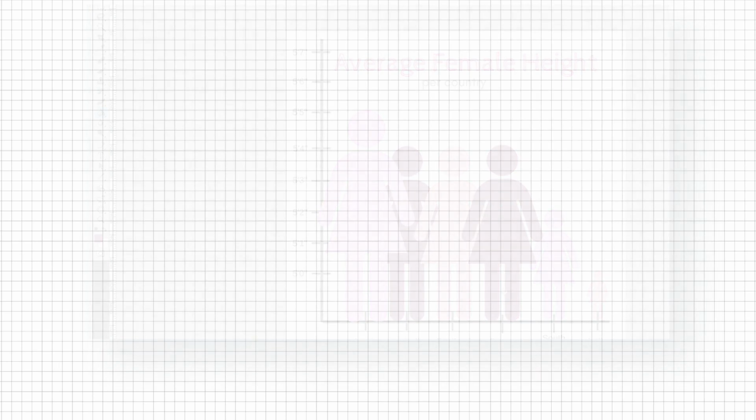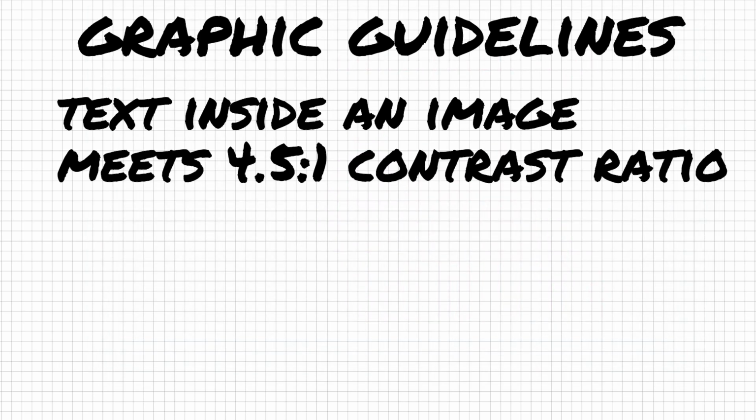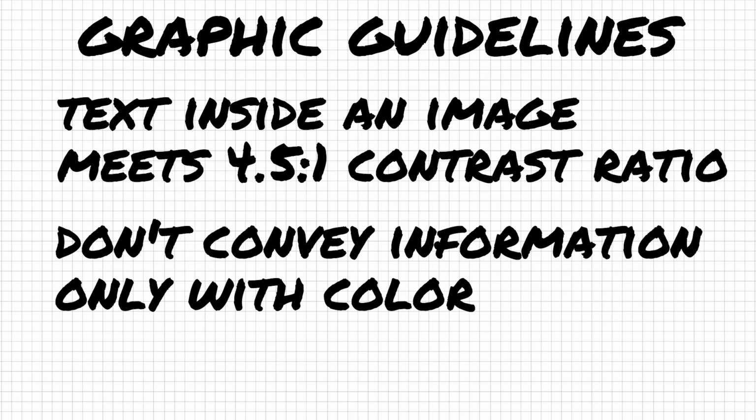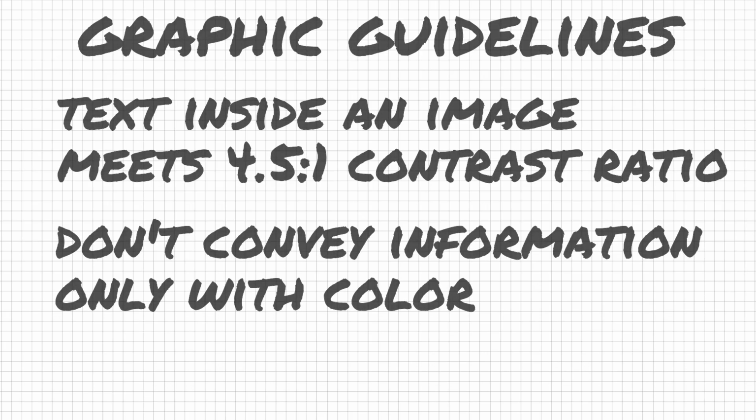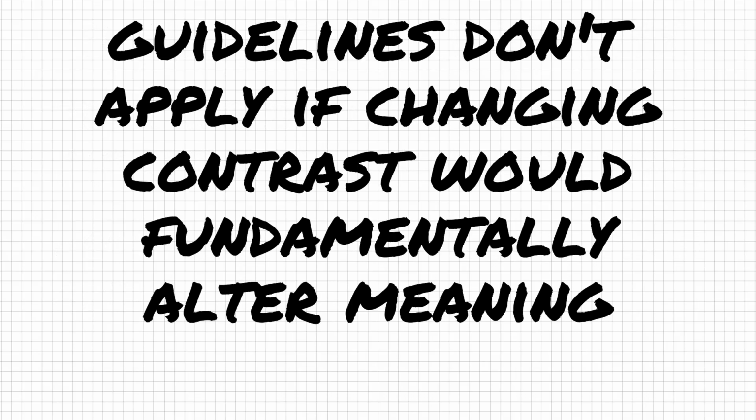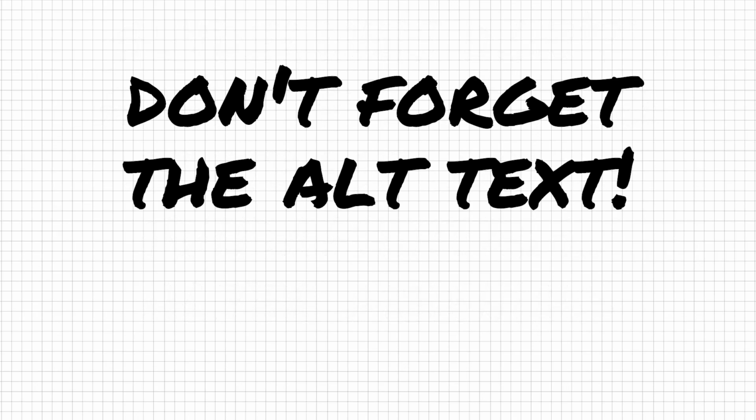Some other guidelines for graphics include making sure the text inside an image meets the 4.5:1 contrast ratio, and making sure you don't convey information only with color. There are exceptions, for example, if changing the contrast would fundamentally change the meaning of the graphic. Once you have an image with accessible contrast, don't forget to add your alt text and long description.